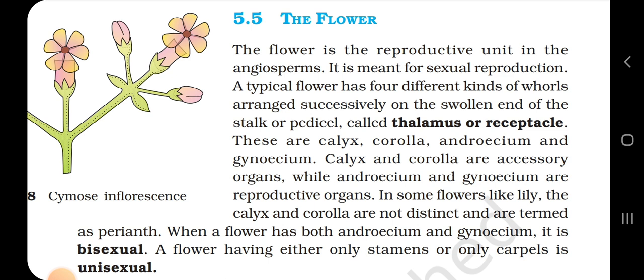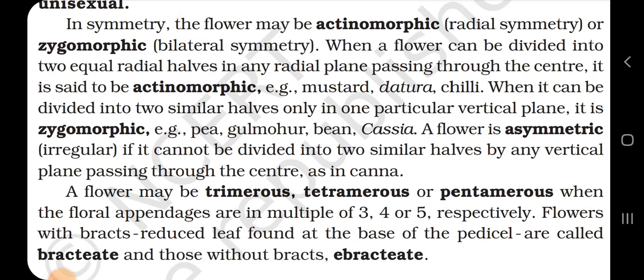When a flower has both androecium and gynoecium, it is bisexual. A flower having either only stamens or only carpels is unisexual. In symmetry, the flower may be actinomorphic, meaning radial symmetry, or zygomorphic, meaning bilateral symmetry. When a flower can be divided into two equal radial halves in any radial plane passing through the center, it is said to be actinomorphic. Example: mustard, datura, chili. When it can be divided into two similar halves only in one particular vertical plane, it is zygomorphic. Example: pea, gulmohar, bean, cassia. A flower is asymmetric, meaning irregular, if it cannot be divided into two similar halves by any vertical plane passing through the center, as in canna.